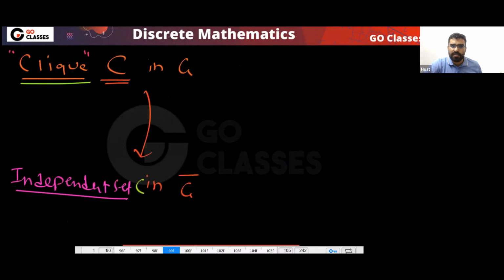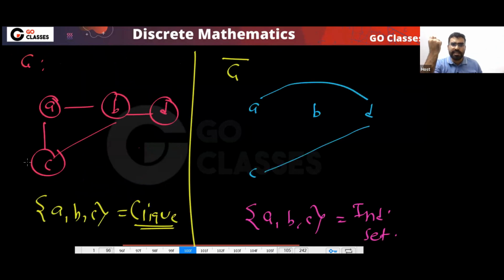Very simple. So finally, I can say if you have a clique C in G, then in G complement it will become an independent set. Similarly, if you have an independent set in a graph, then in the complement it will become a clique. Like here, you can notice that B, D is an independent set, and in the complement it will become a clique.